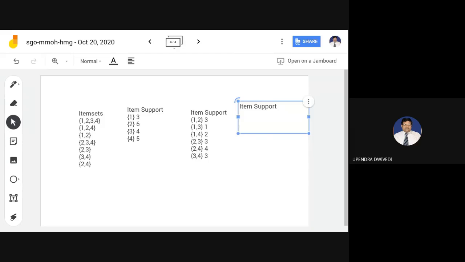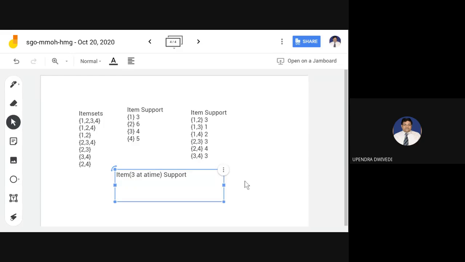We are just trying to find out items 3 at a time. We can call it 3 at a time. One moment. Triplet. We are trying to find out the triplet. Just write the answer in the chat box. What is the possibility list of triplets?